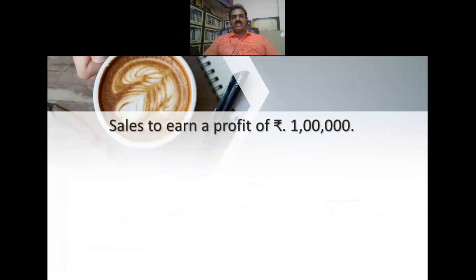Next, you need to calculate the sales volume when the profit was 1 lakh rupees.